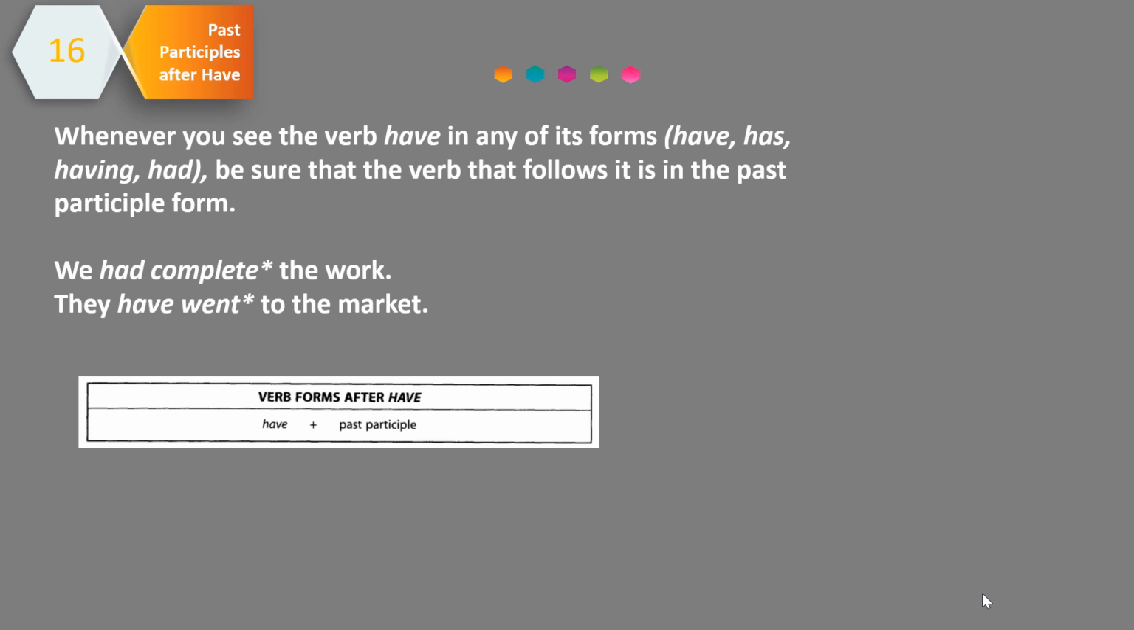The second example, they have went to the market. We can also find an asterisk. It indicates an error. After have must be followed by verb 3 or past participle. Went must be gone. They have gone to the market. Verb forms of the have. There are many forms of have: have, has, having, and had. Those are forms of have that must be followed by past participle or verb 3.